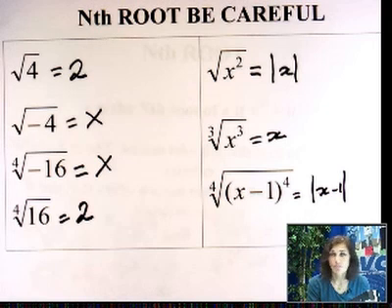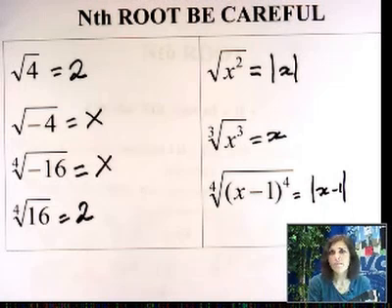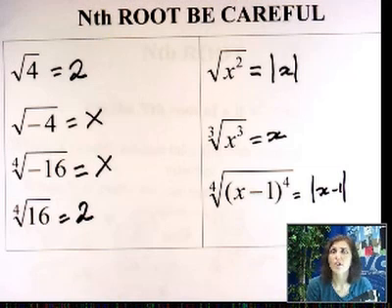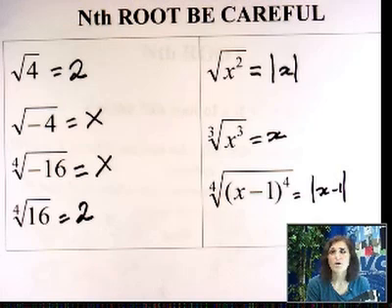The radical sign denotes the principal square root, which is always a positive square root. Know the difference between positive square root, principal square root, and square roots themselves. So understand all this terminology and you'll be fine.